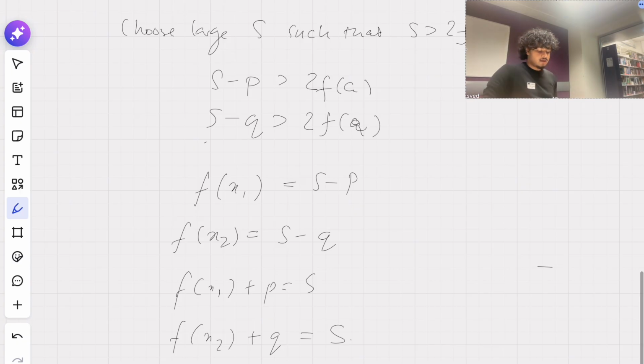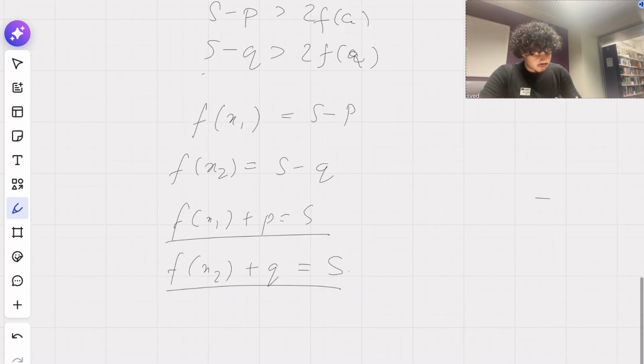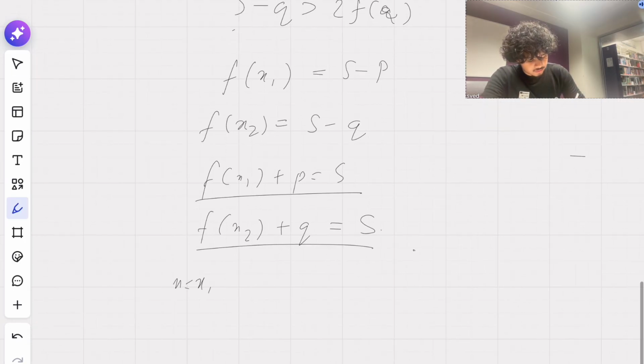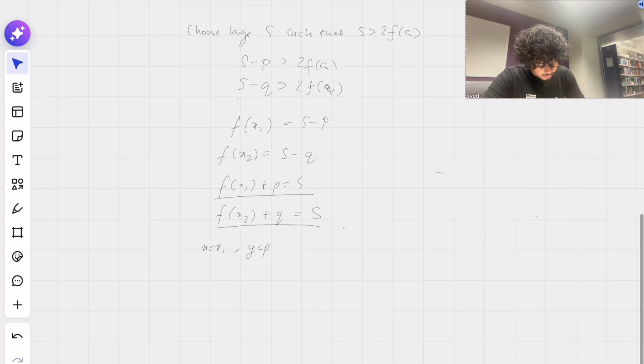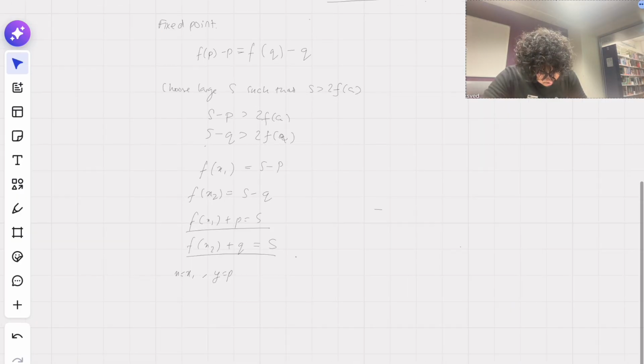Now, once we have these two, we can try to use the original equation that we had before and try to find some simplification. And by doing this, we can actually find some very nice substitutions. So let's try that: x equals x1 and y is equal to p. And then what we can do from there is, let me just zoom out so I can refer back to my own equation.